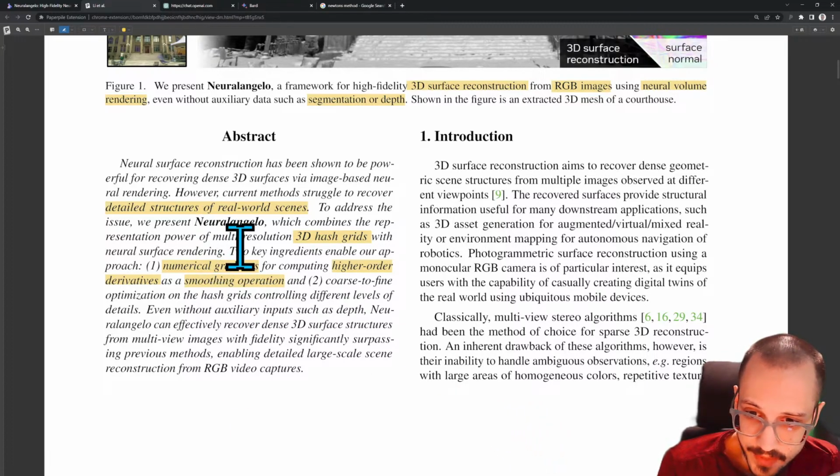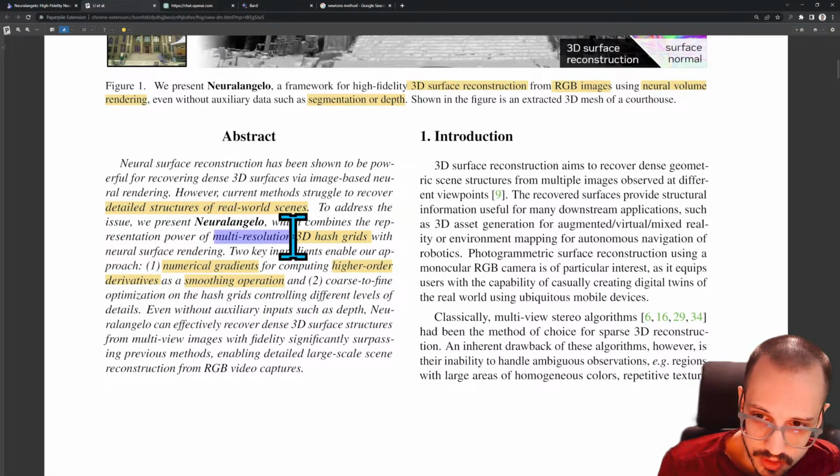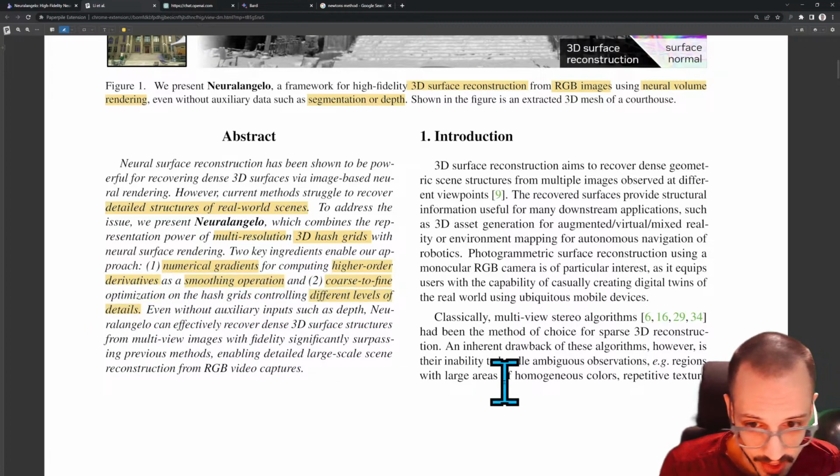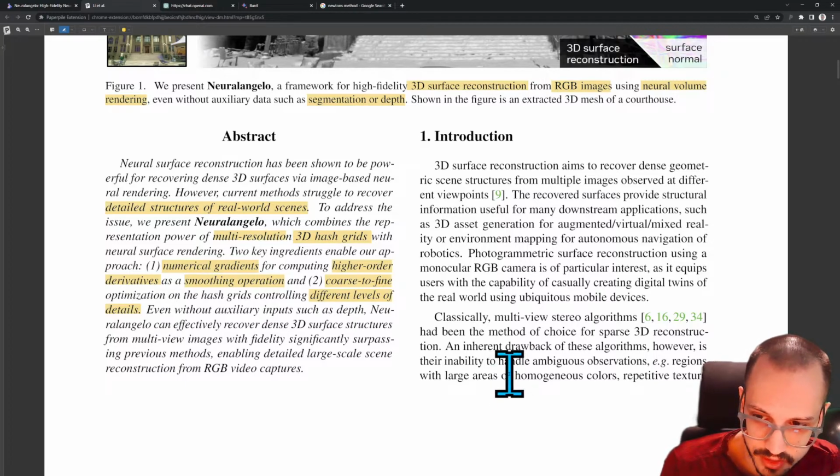Coarse to fine, so here's the multi-resolution aspect. So kind of confirming here that there are going to be multiple stages. Optimization on the hash grids, controlling different levels of detail. Yeah, okay, so very clearly at least going to be two, a coarse and a fine, but I bet there are probably even more levels than that. There might even be 3 or 4 levels.